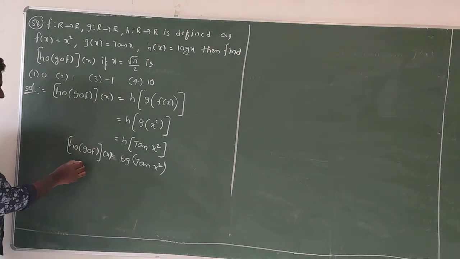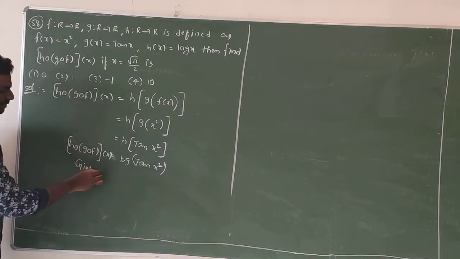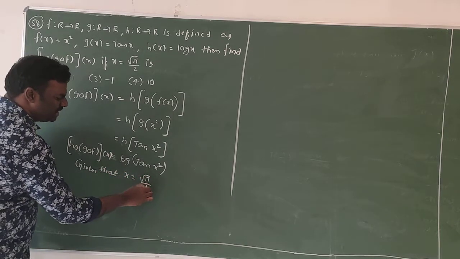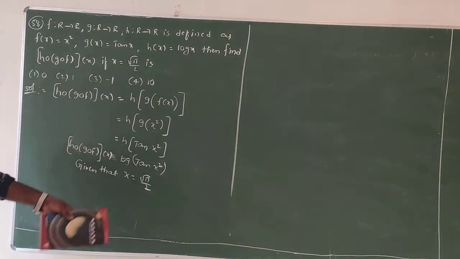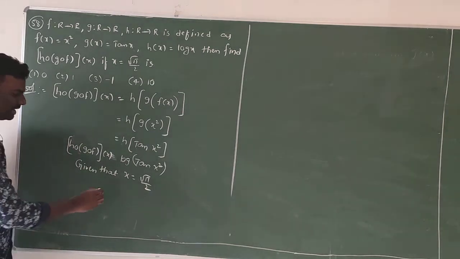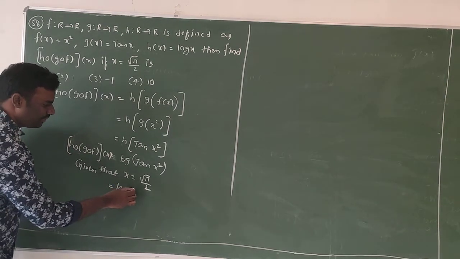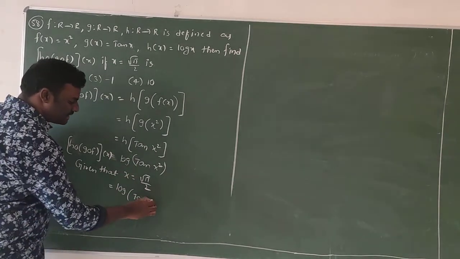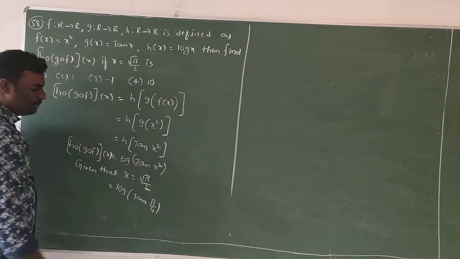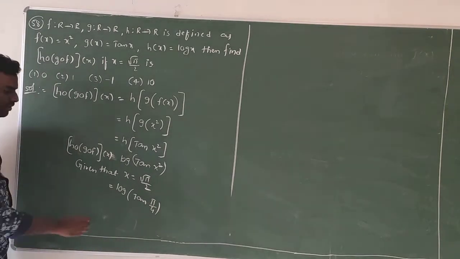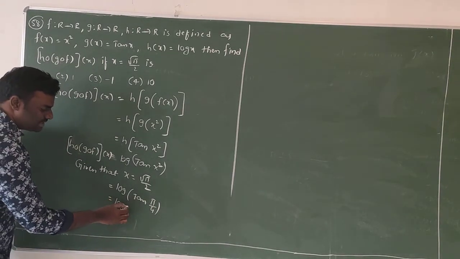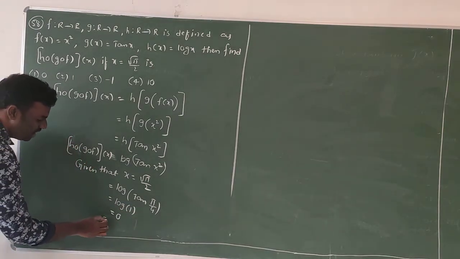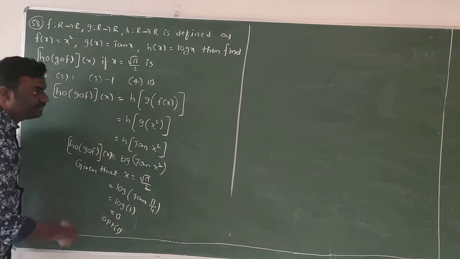This is h circle, g circle, f of x, but x value is given root pi by 2. Given that x value is root pi by 2, substitute this root pi by 2 in place of x, what you will get? Log of tan of root pi by 2 whole square, that is nothing but pi by 4. Pi by 4 means 45. Tan 45 value is 1. That is log 1. Log 1 is nothing but 0. So therefore option 1 is the correct answer.